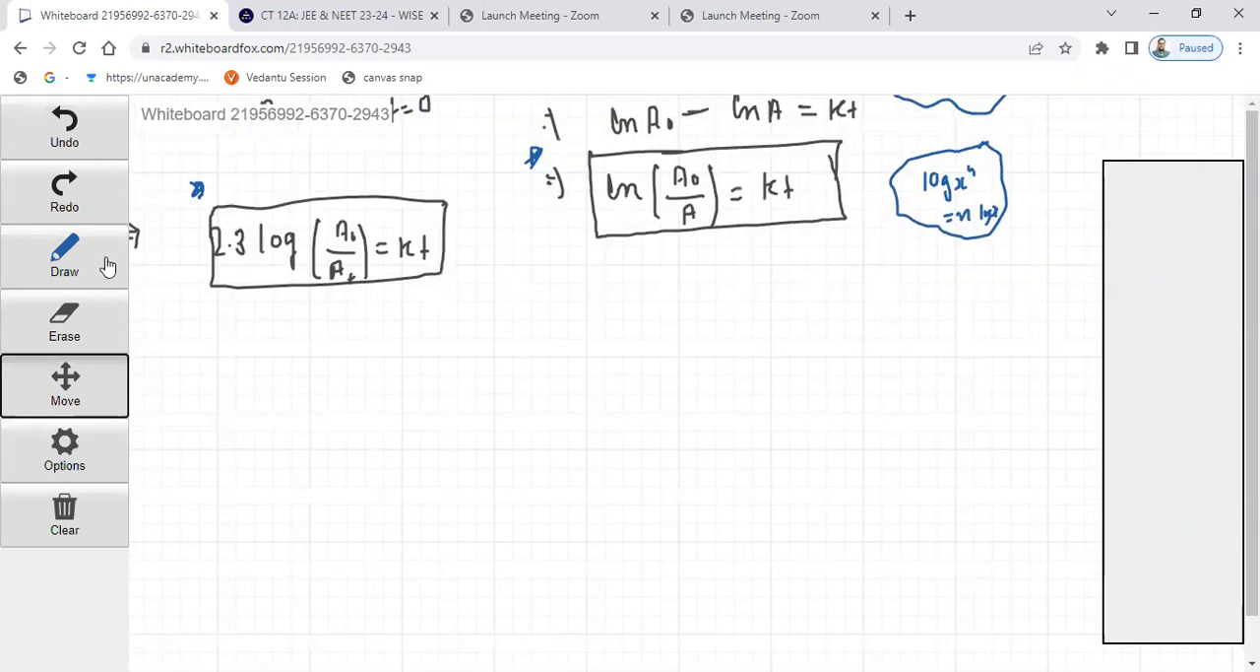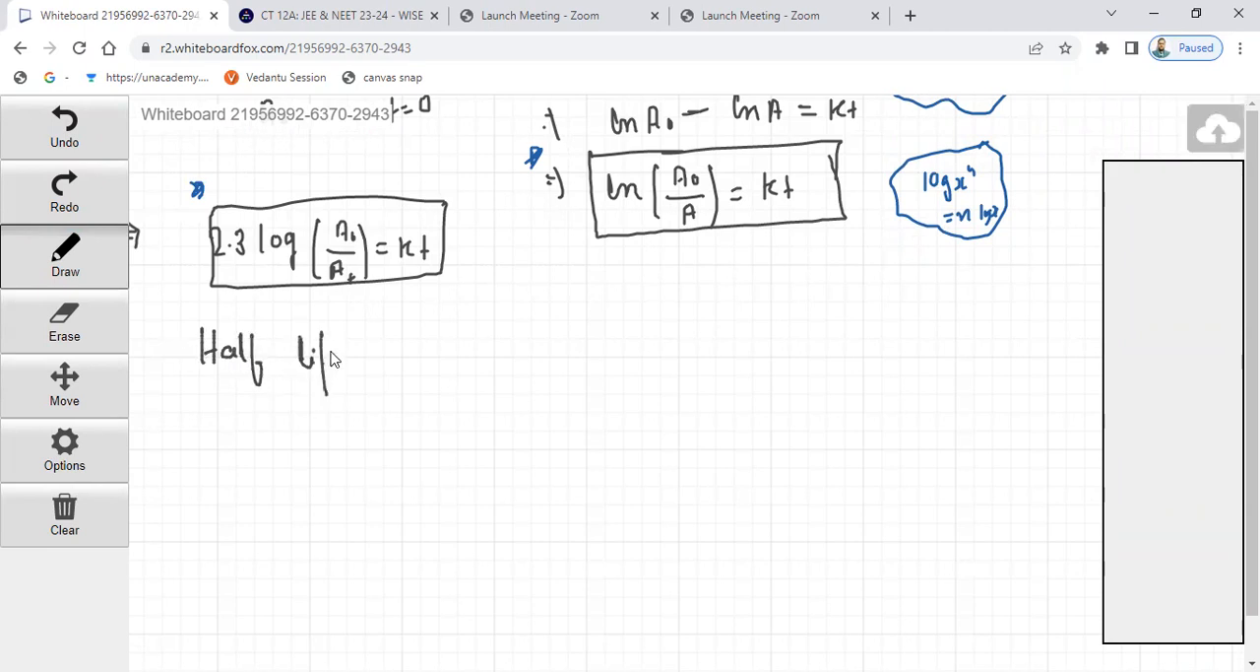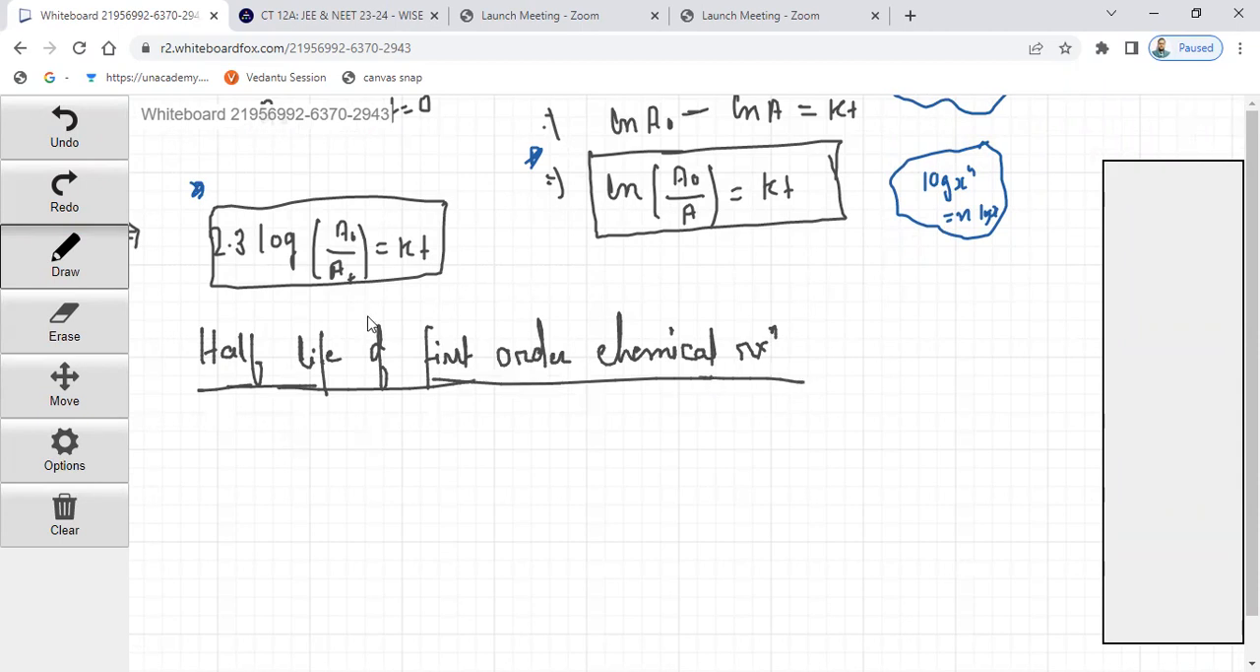Okay, after that, write down the half life of first order chemical reaction. We have already discussed the half-life formula of the first order chemical reaction, in which chapter we have already studied about the first order half-life formula.